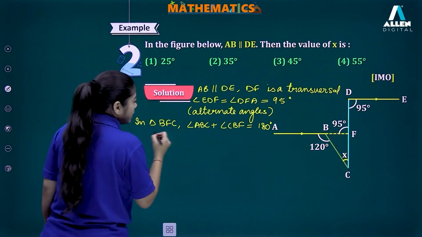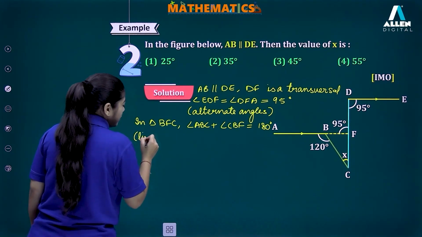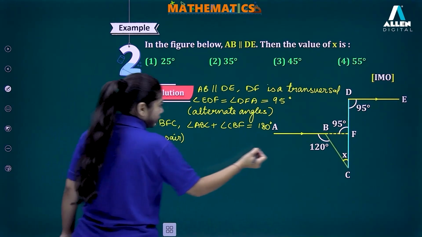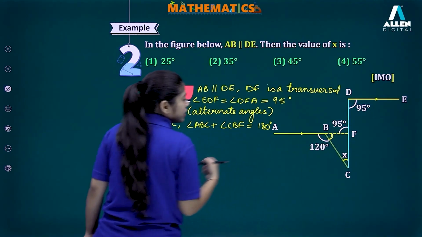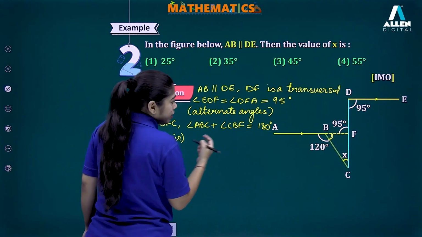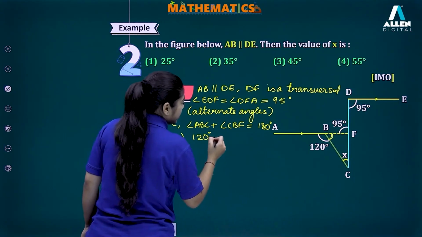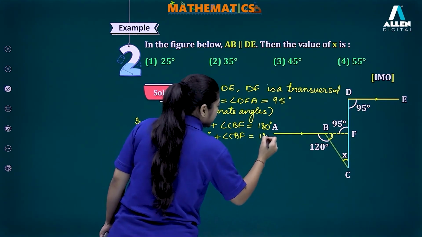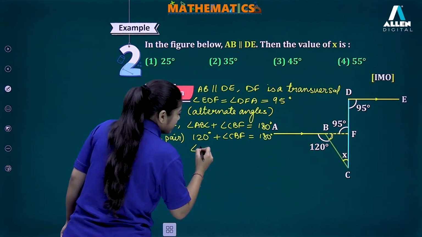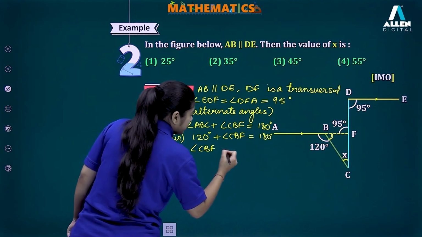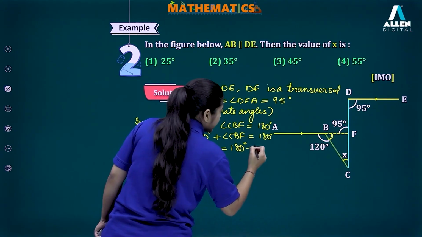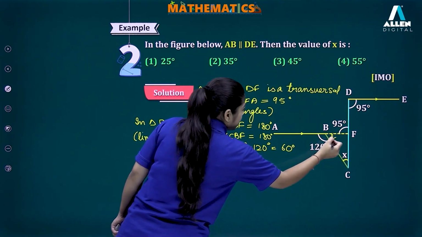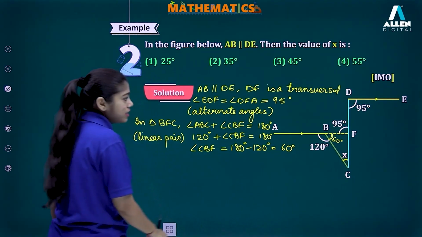Why? What is the reason? The reason behind is linear pair. You can see these two angles are going to be a linear pair. Putting the values, it is going to be 120 degrees plus angle CBF equals 180 degrees, or I can write directly that angle CBF will give us 180 degrees minus 120 degrees. Solving it, it is 60 degrees. So here we have got the angle as 60 degrees.